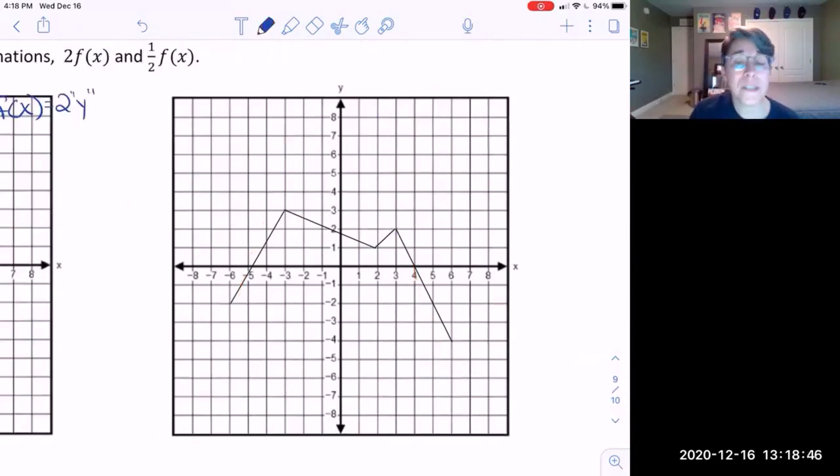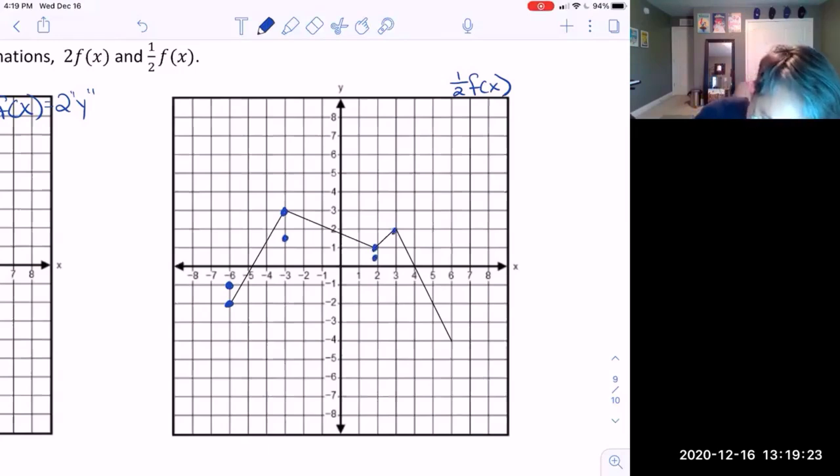With the second graph, we're going to multiply all of our y values by 1/2. So that means we're cutting the y values in half. So our first point here, where our y value is -2, we're going to cut it in half to a -1. Second y value up here at 3, we're going to cut it in half and be at 1 1/2. Third y value at 1, cut it in half, and we're going to get a 1/2. Our next y value is at 2, cut it in half, we'll be down here at 1. And our last value at -4, cut it in half, and we'll be at -2.